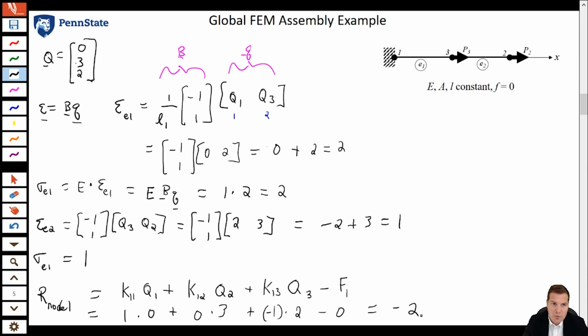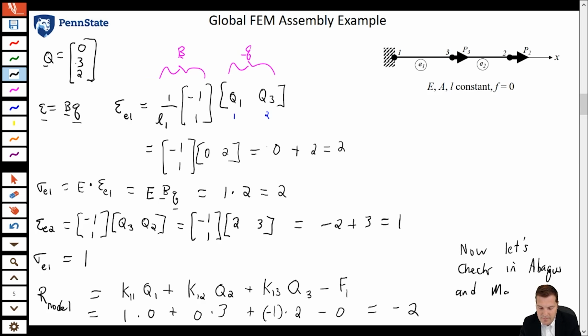So in order to move in that direction, let's now go create a MATLAB script that can do this problem, and then also check the result in Abaqus. So now let's check in Abaqus and MATLAB. And we'll do that in the next video.